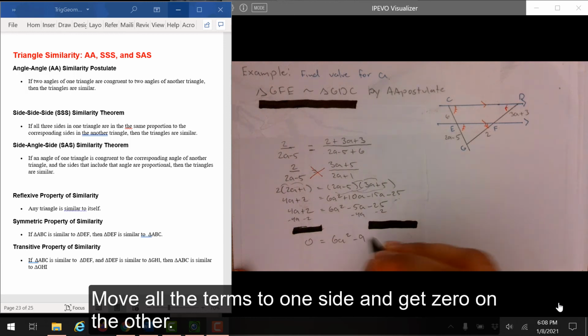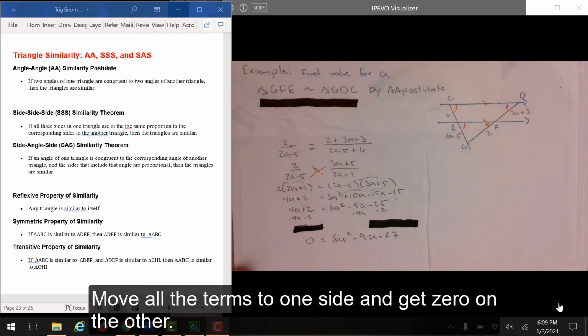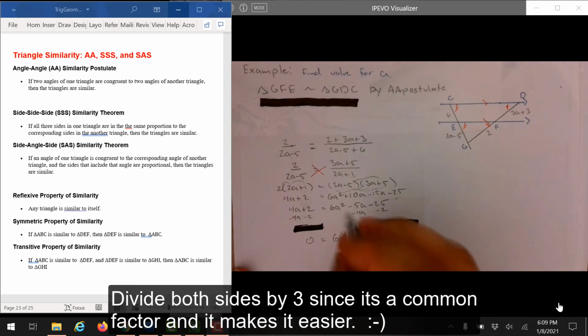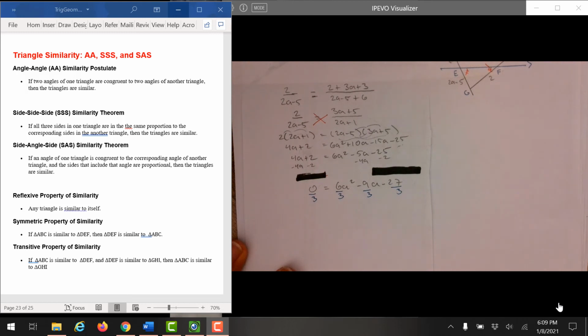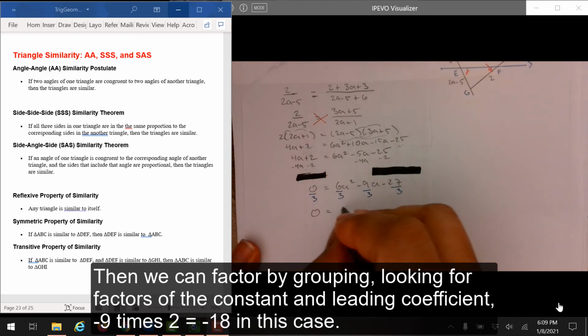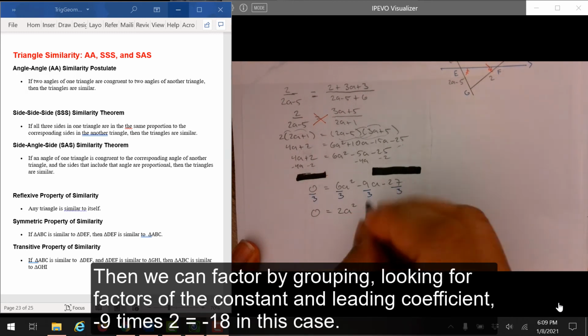Move all the terms to one side and get 0 on the other. Divide both sides by 3 since it's a common factor and it makes it easier. Then we can factor by grouping.